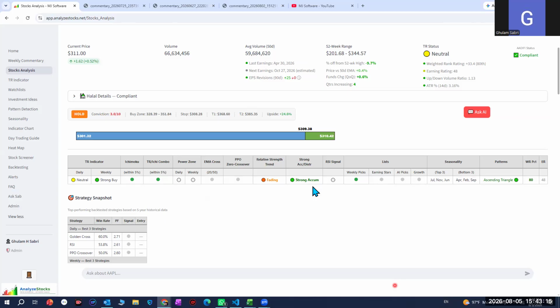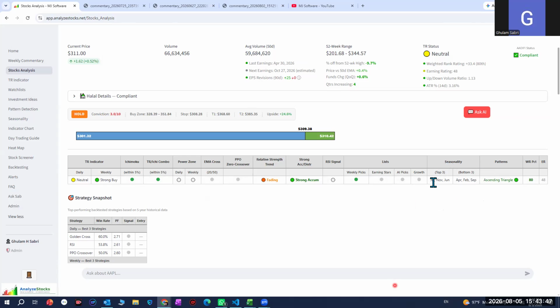I want both to be green. I want a strong relative strength and a strong accumulation distribution. I will explain it in a moment. I also want these: my investment ideas list. These are available here on the investment ideas page. So Apple is a part of our weekly commentary and weekly picks. So it's there. That's why it's green. But there are other lists as well, like earnings stars, AI picks, and growth. And it's not part of those.